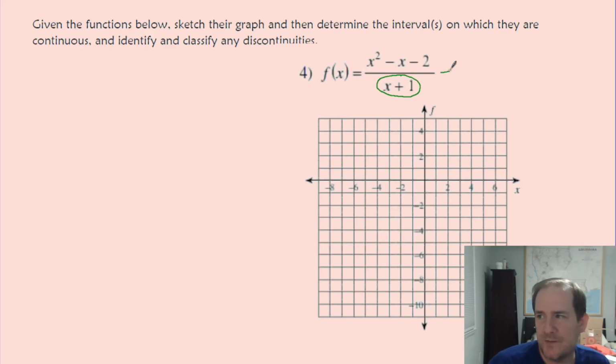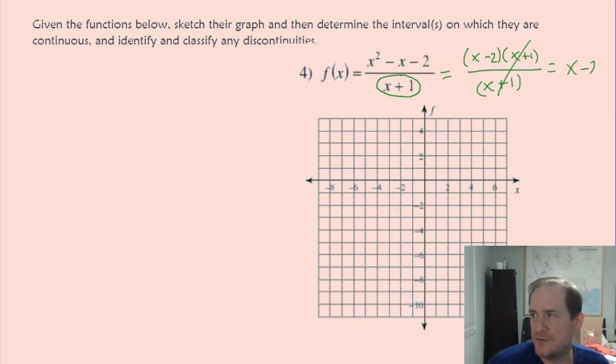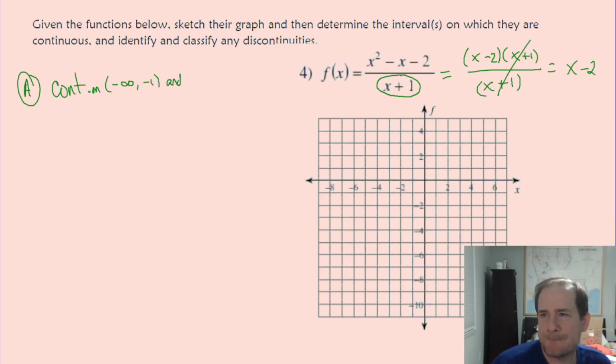So you want to factor the numerator. And the numerator gives an x minus 2 and an x plus 1. That means that that factor of x plus 1 does cancel, giving me just x minus 2 as an equivalent form of this function. And so that tells me that, first of all, this function is going to be continuous on pretty much its entire domain of all real numbers except for the -1. So it'll be continuous on negative infinity to -1 and -1 to infinity.